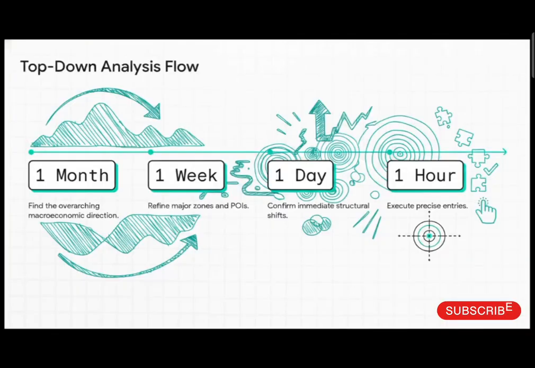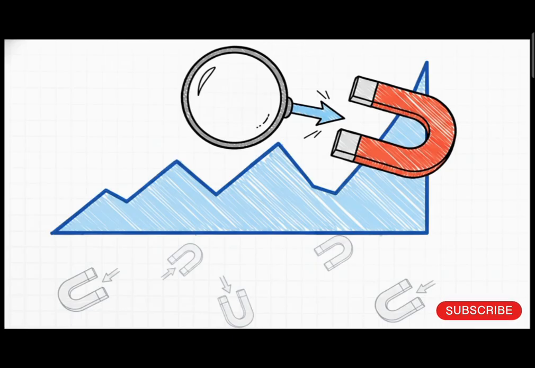All right, Section 4, Top-Down Timeframe Analysis. So to build an unbreakable bias, we have to strictly analyze the chart in this exact flow. You start way out on the 1-month chart to find the massive overarching direction. Then you step down to the 1-week chart to refine those zones. Next, you use the 1-day chart to confirm the immediate structural shifts. And finally, you drop all the way down to the 1-hour chart for your precise execution. If you skip a step in this funnel, well, that's exactly how you get trapped on the wrong side of the market.